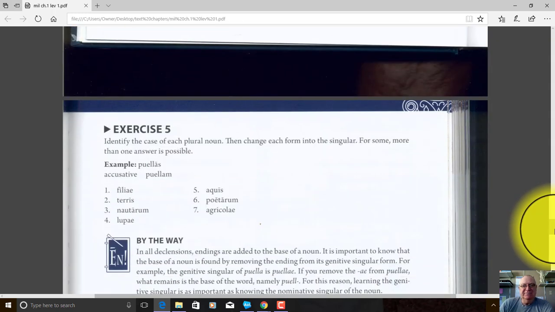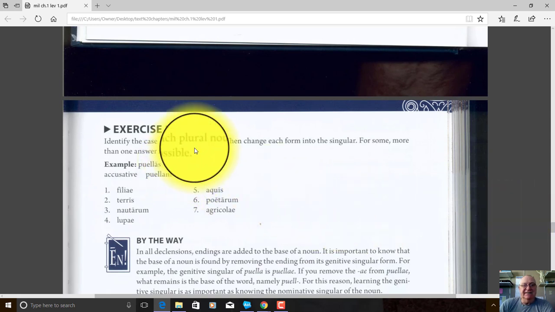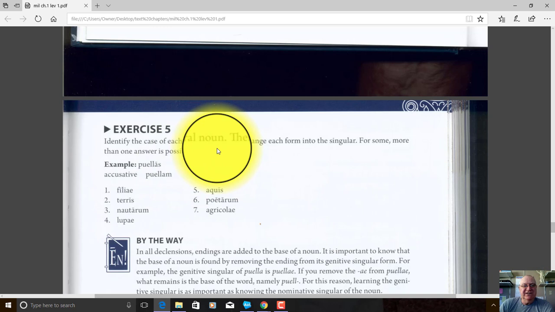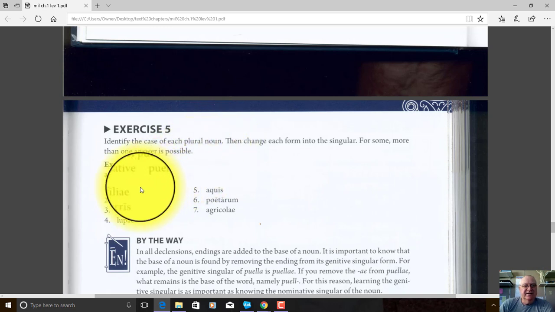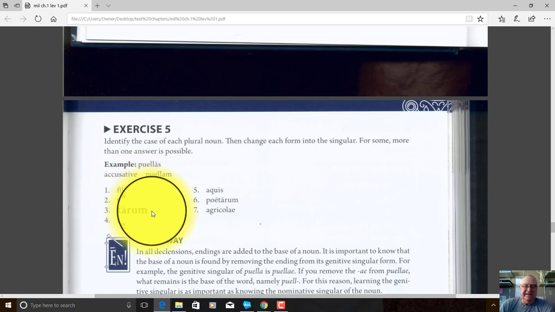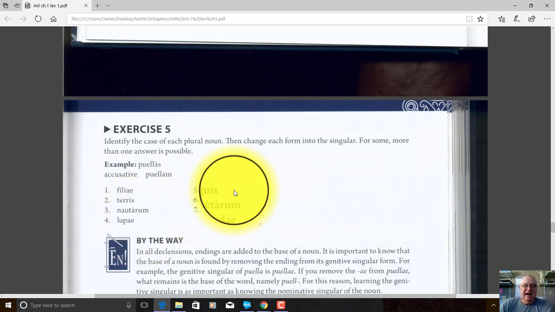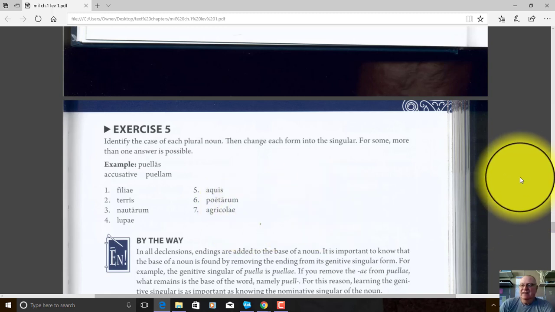Exercise 5 we went through. It says identify the case of each plural noun and then change into the singular. So filii would change into filia. Terrae would change into terra. Nautarum, nauta. Lupi, lupa. Aquis could be aqua. Poetarum into poeta. Agricolae into agricola.